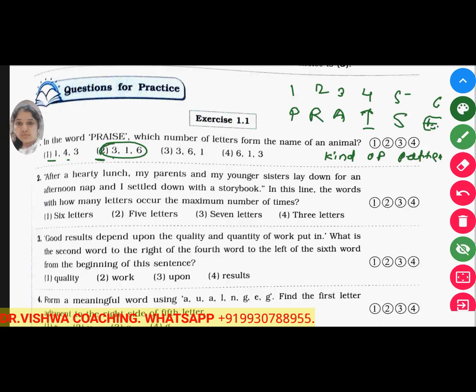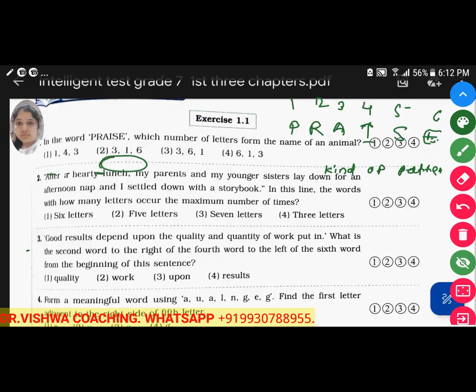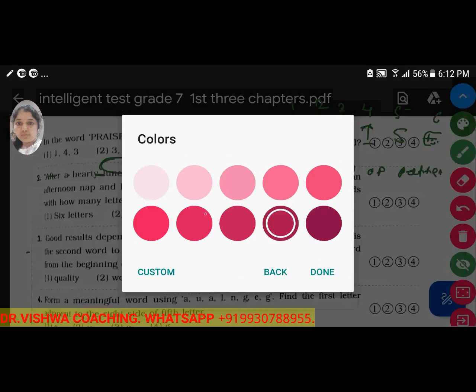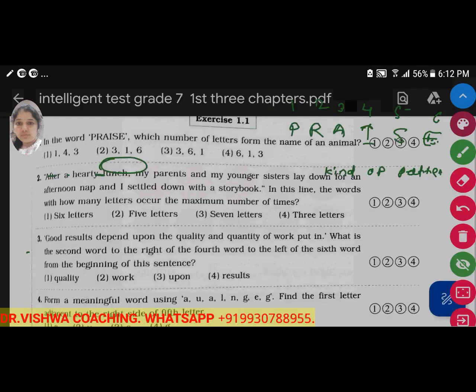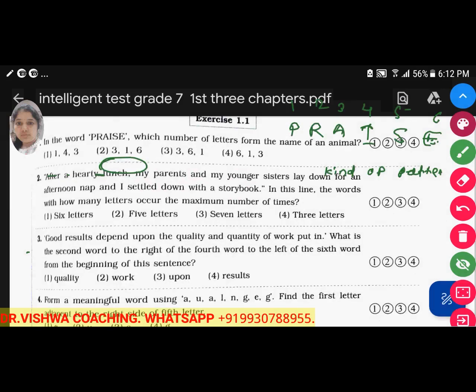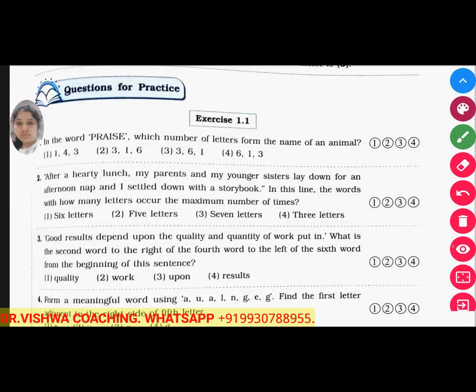After a hearty lunch, my parents and my younger sister lay down for an afternoon nap, and I settled down with the storybook. In this line, we have to find how many letters occur the maximum number of times in the words. Now see, whether 3-letter words occur the maximum number of times, or 4-letter words, or 6-letter or 7-letter words, that we have to find. So first of all, you have to count how many letters are there in each word. Okay, so you can do it at home, or this is for homework.